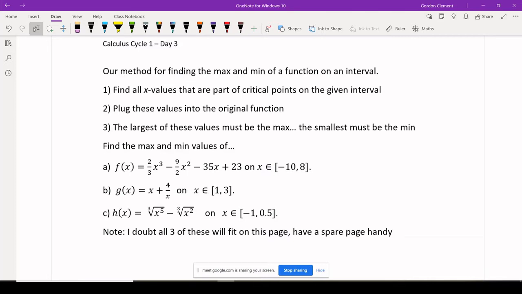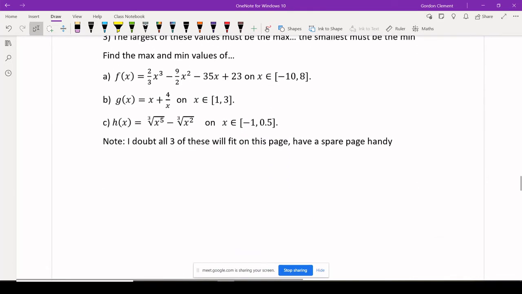So we're just going to try that. We're going to try it 3 times in a row. I've written all the questions at the start and then just given some blank space. They're not all going to fit on this page if you've got it printed out, so have a spare piece of paper handy.